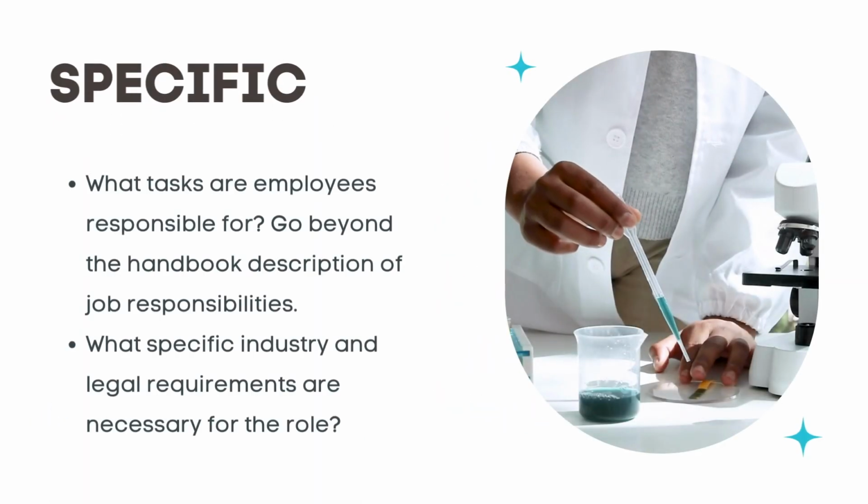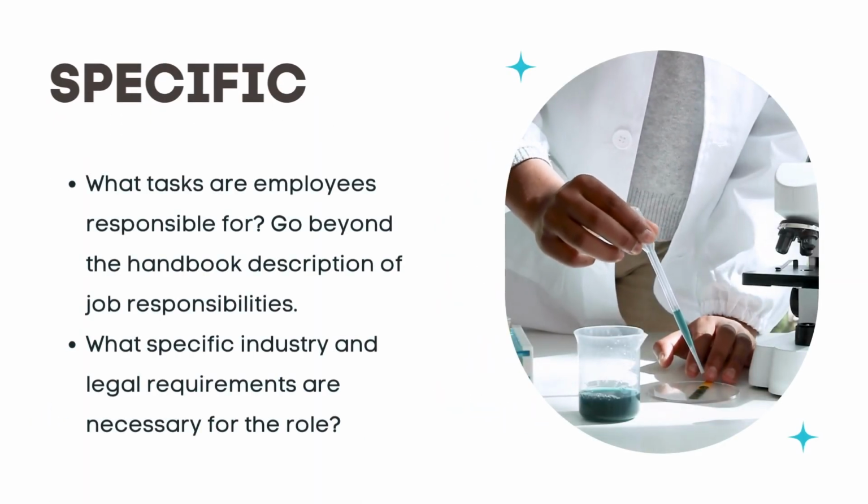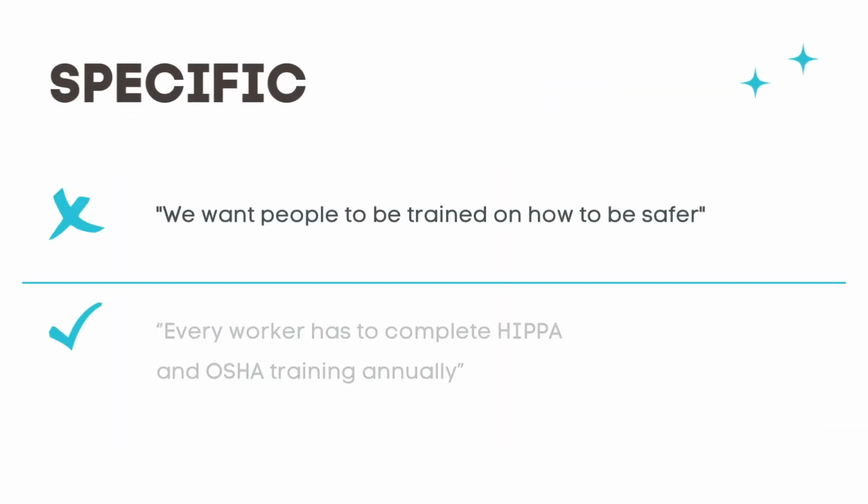The S in SMART stands for specific. You need to be specific in your goals, not broad. In the healthcare example, a broad goal is that we want people to be trained on how to be safer. Instead, a better, more specific goal would be every worker has to complete HIPAA and OSHA training annually.